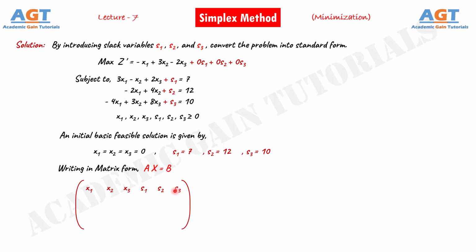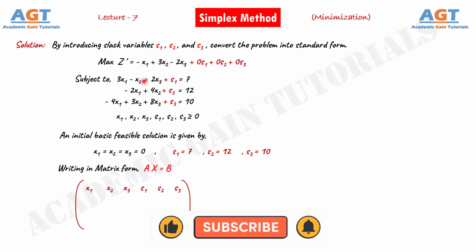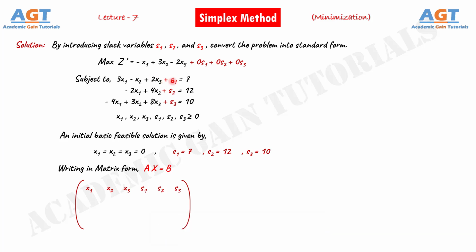Now, we will put the cost or the values of these variables from this standard LPP. Here we can see that, for the first constraint equation, the value of x1 is 3, the value of x2 is -1, the value of x3 is 2, and the value of s1 is 1. So, we put the values 3, -1, 2, and 1 over here, since the first constraint equation does not have s2 and s3, so the value of s2 and s3 is 0.